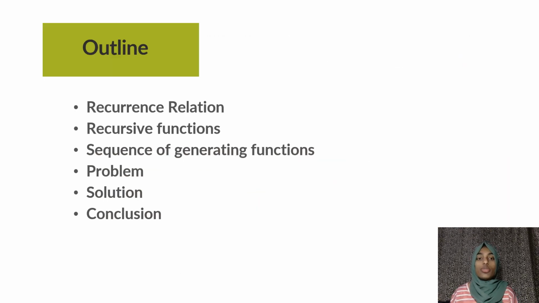So let us see the outline of my topic. Recurrence relation, recursive functions, a sequence of generating functions, one example problem and the solution of that problem, and finally the conclusion. Right, starting from recurrence.